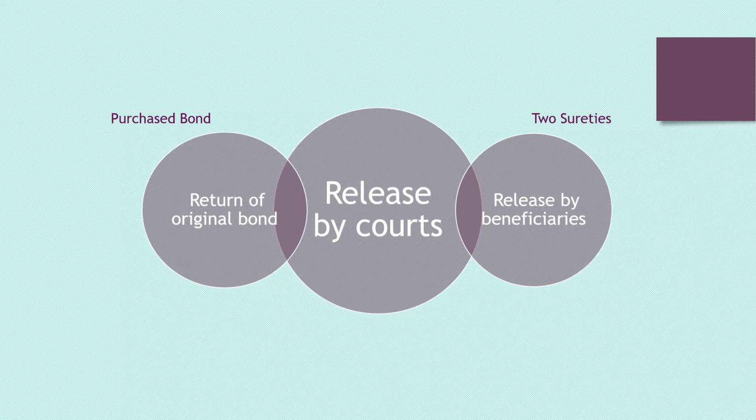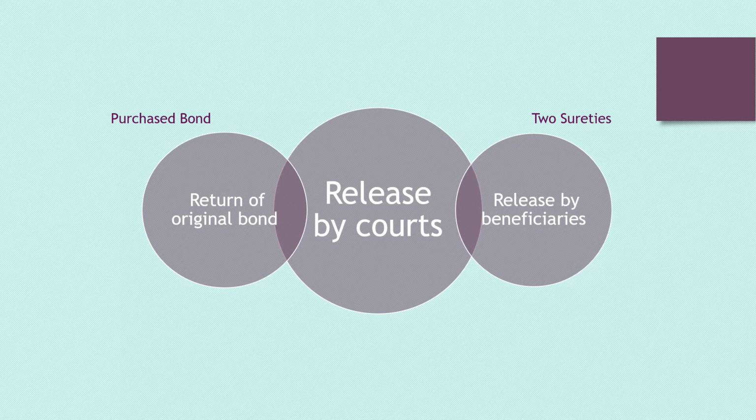This is an expensive and time-consuming option, which is usually only used when there is an issue in the estate, such as a disagreement between the administrator and beneficiaries. For a bond with two sureties, a release signed by the beneficiaries is usually sufficient to end the bond. It's also a good idea to obtain a tax clearance certificate from Canada Revenue Agency, which states that all of the estate taxes have been paid in full.